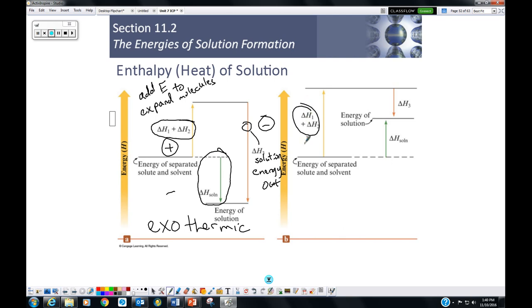All right, so now looking at it from another situation, we have our solute and solvent. We expand them. We have to add energy to it. And then we see over here that we only have this small negative. So this is a positive, this is a negative. But then our overall change ends up being a positive, so that is endothermic.